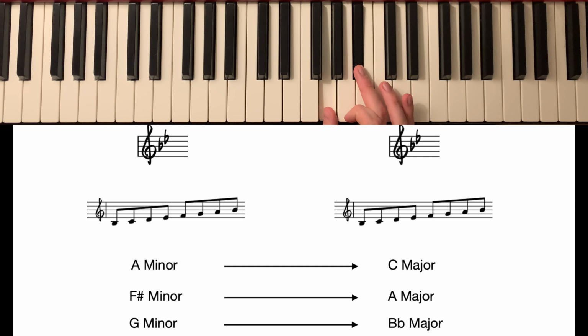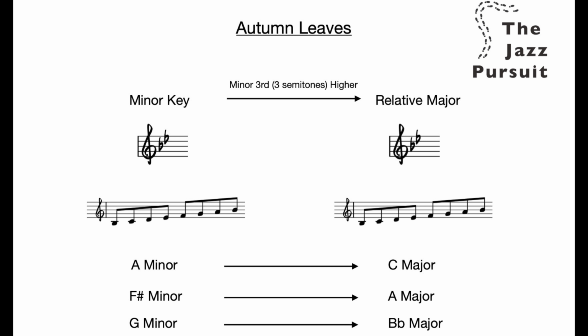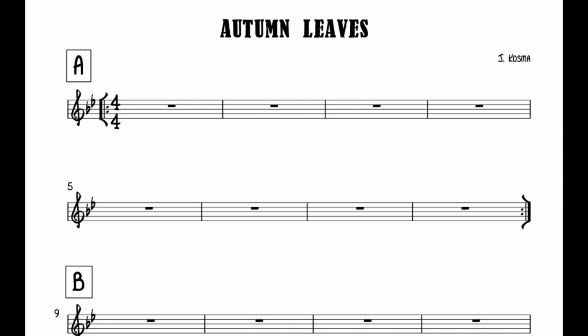Now we understand relative major and relative minors, let's get stuck into the tune and have a look at the harmony in the A section. The A section begins with a 2-5-1 to the relative major, which, as we just worked out, is up 3 semitones, B flat major. So our 2 chord is C minor 7, our 5 chord is F7, and our 1 chord is B flat major 7.